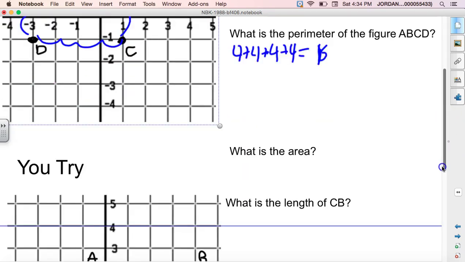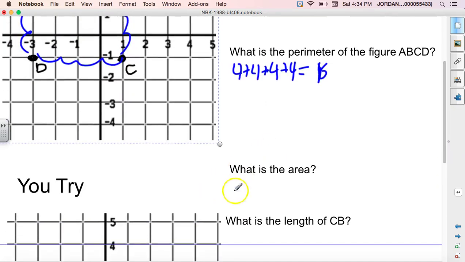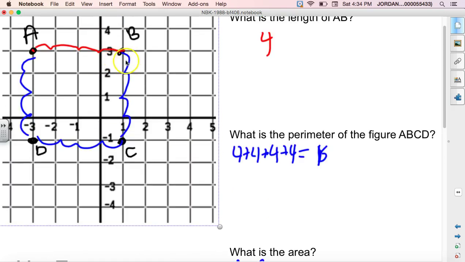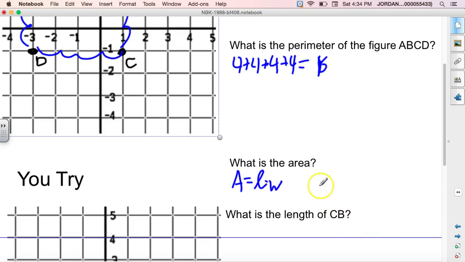Then the last part says to find the area. There's a formula for area: length times width. That's an L, that's a W. Area is length times width. So what's the length of the square? Well, the length is 4. What's the width? 4. So area is just going to be 4 times 4, which is also 16. So in this situation, the perimeter and area are the same. That's not always going to happen. Just be aware that's not necessarily always going to happen. Could, but it's not normal to.